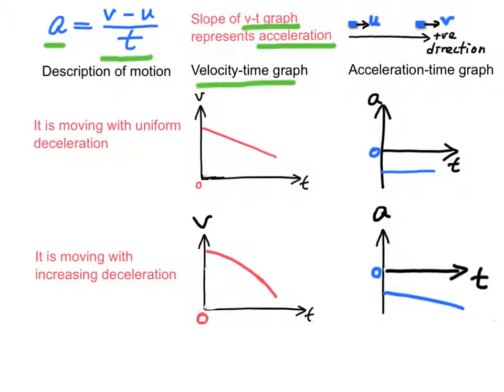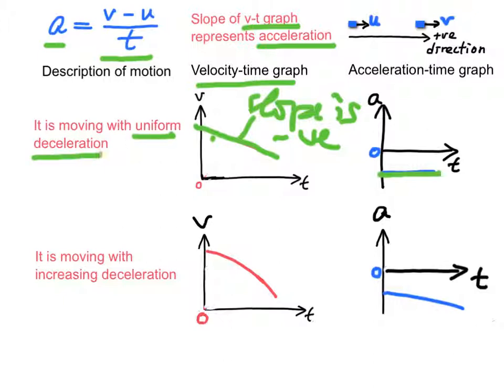If the VT graph is a straight line with constant slope, but the slope is negative, then we say the acceleration is constant with a negative value. That means the body is moving with uniform deceleration. If the VT graph is a curve with increasing negative slope, then we say the body has an increasing negative acceleration. That means it is moving with increasing deceleration.